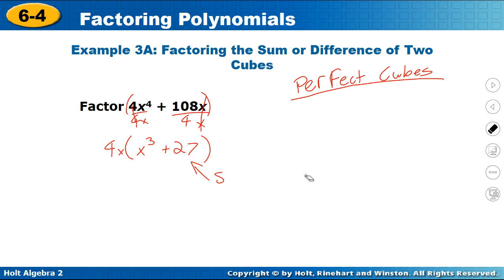Let me erase this so it's kind of out of my way. We'll put it back here later. Perfect cubes. Well, let's start with variables.